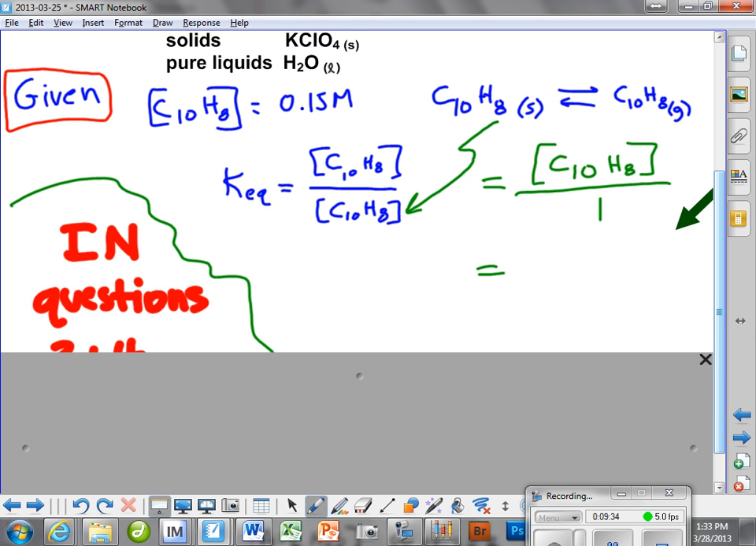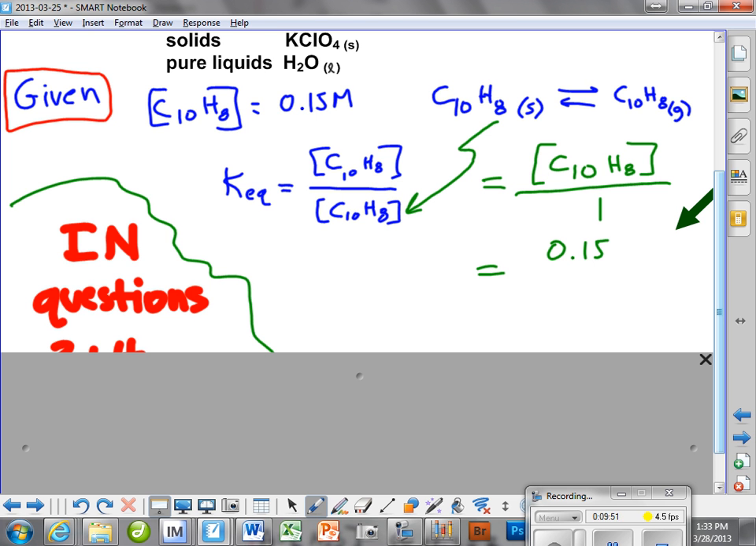You don't look in your book, it's not in the book. It's all on the board. What's the given value for the molarity? 0.15. There we go. Now you can leave out the big M.